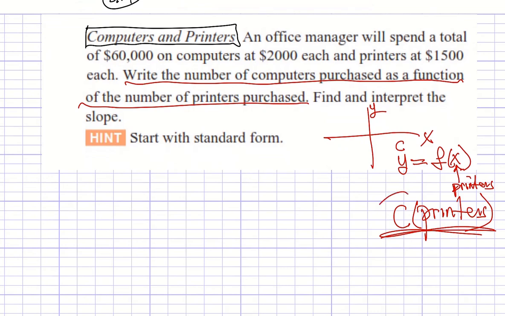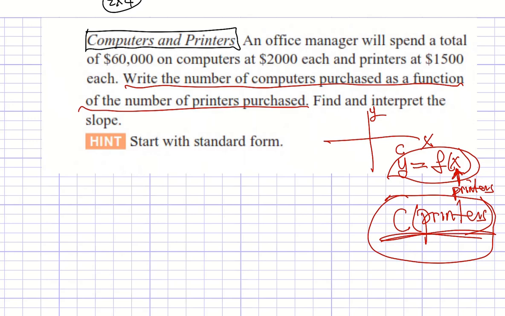But how do you translate that? You've got to be able to translate that into that. So Y is equal to a function of X. Printers is X. Y is computers. You see that, right? So knowing that, let me change the ink. What we need to do is find 2 points, get the slope, and then write the equation like we did in the previous problem.